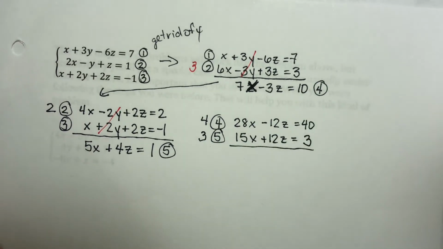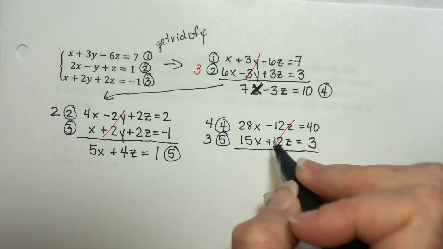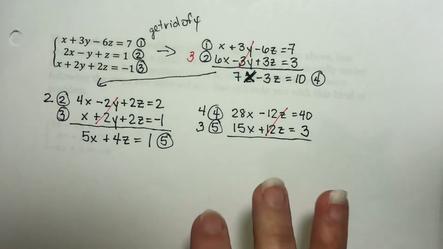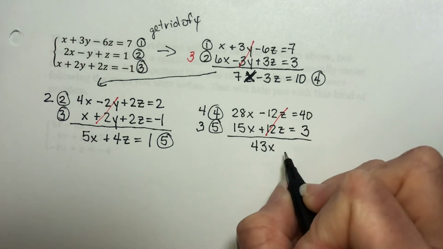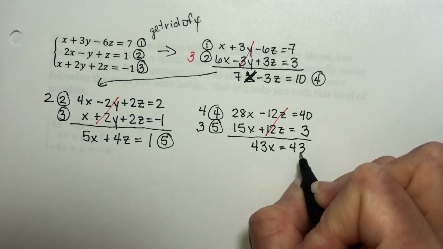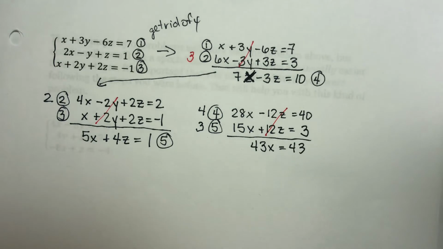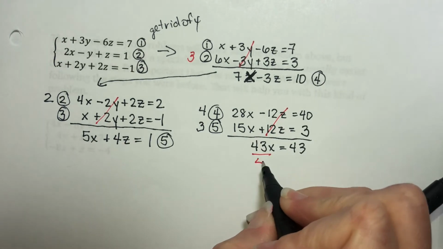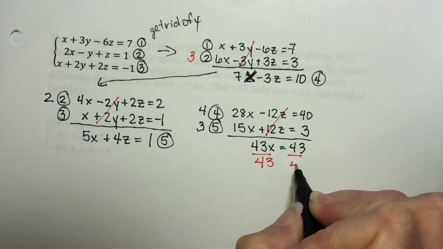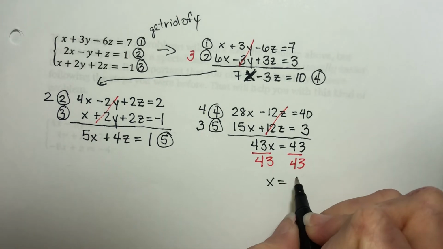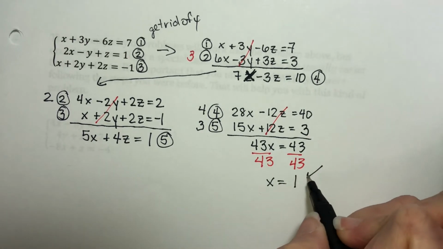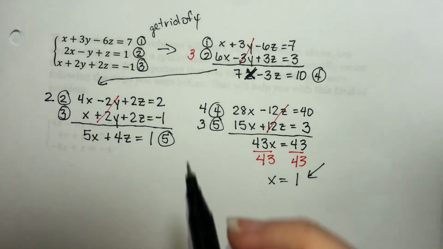Now add these together. Your z's cancel out, and we get 43x is equal to 43. Okay, and we can divide both sides by 43. And we know that x is equal to 1. So now we have one of our 3 variables.